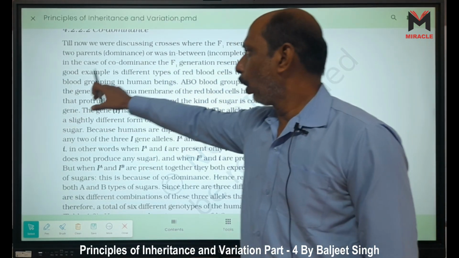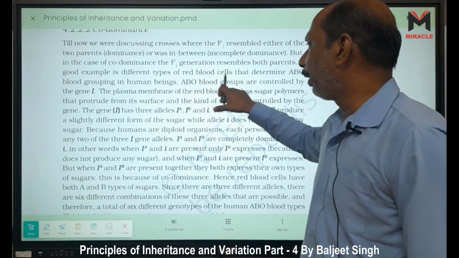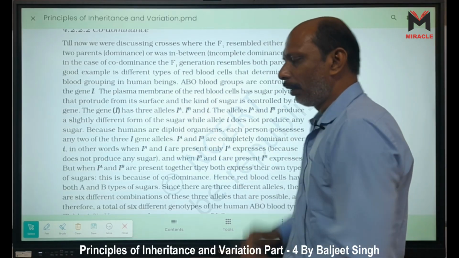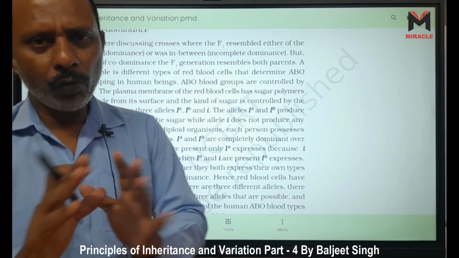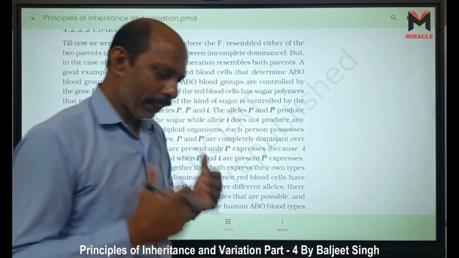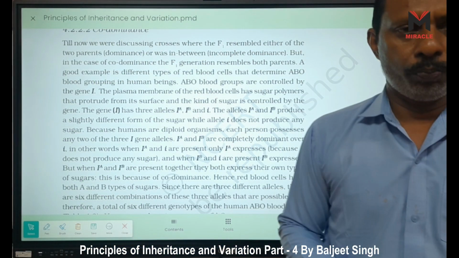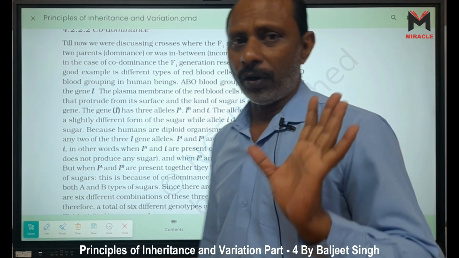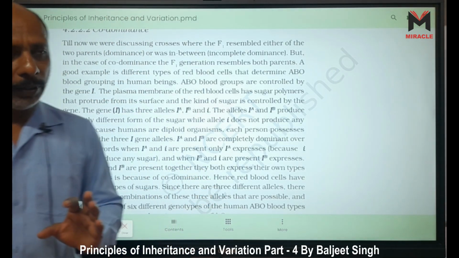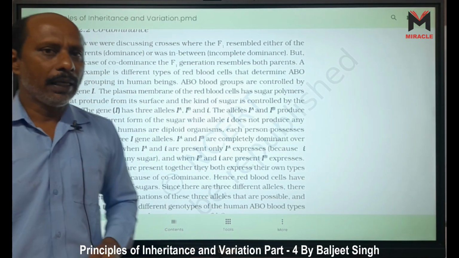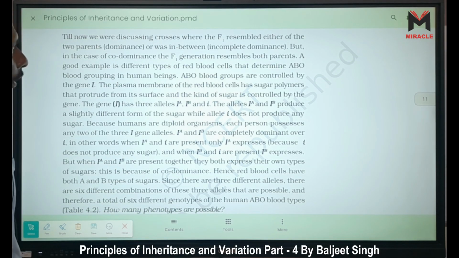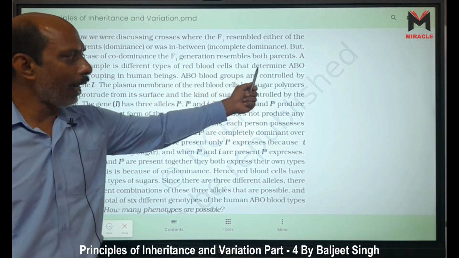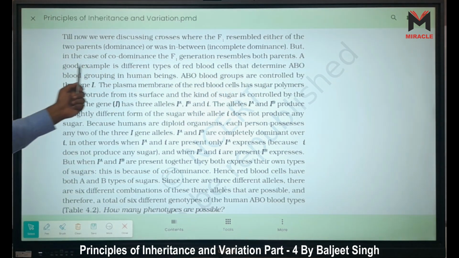A good example is the different types of red blood cells that determine the ABO blood group. Here is given an example of blood grouping in humans. In blood group, we know 4 types of blood groups are there. That is A, B, AB and O, right? In A, B, AB and O, here codominance is only for AB, not for A or not for B or not for O. It is only for AB, right?